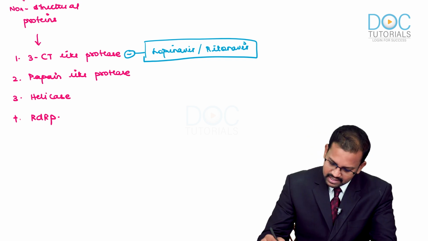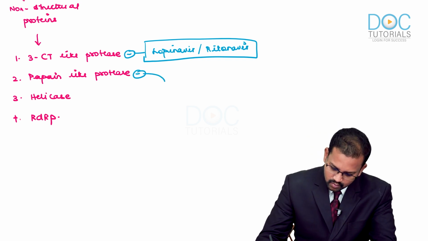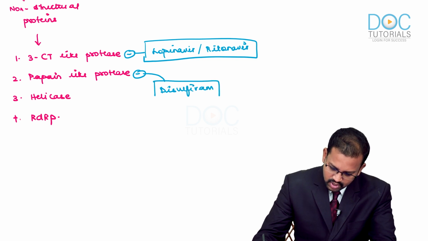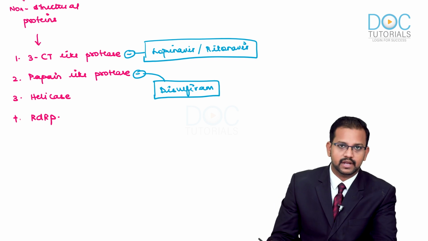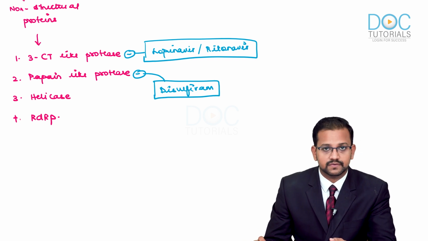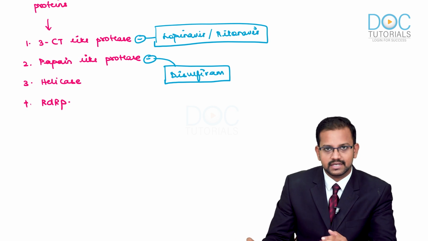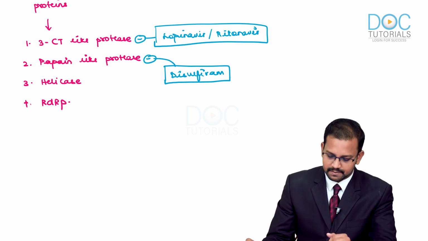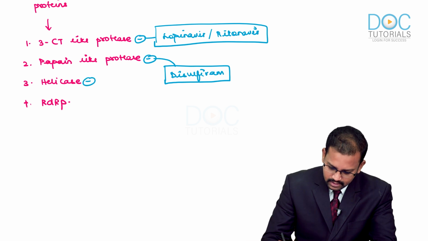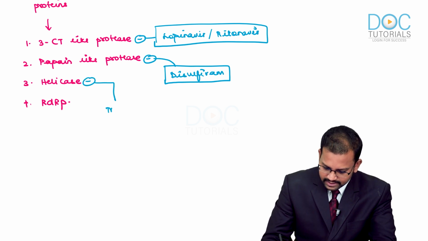Drugs inhibiting papain-like protease, we have disulfiram. Disulfiram has been found to have an additional inhibition of papain-like protease, but is not being used because of ADR. The risk versus benefit is going to be more oriented towards the risk if we use disulfiram for the treatment. Helicase can be inhibited by triazoles and bananins.